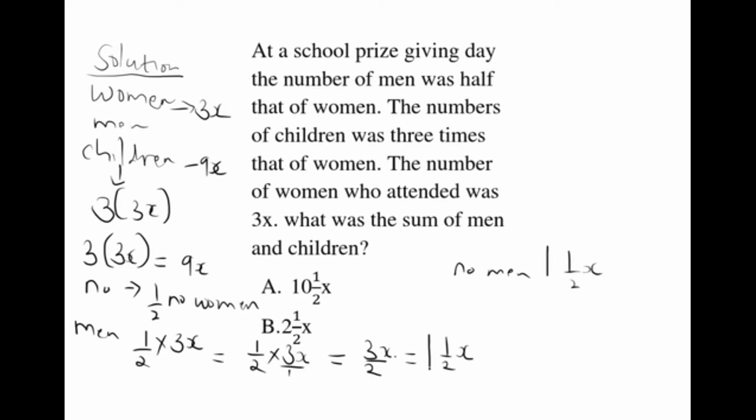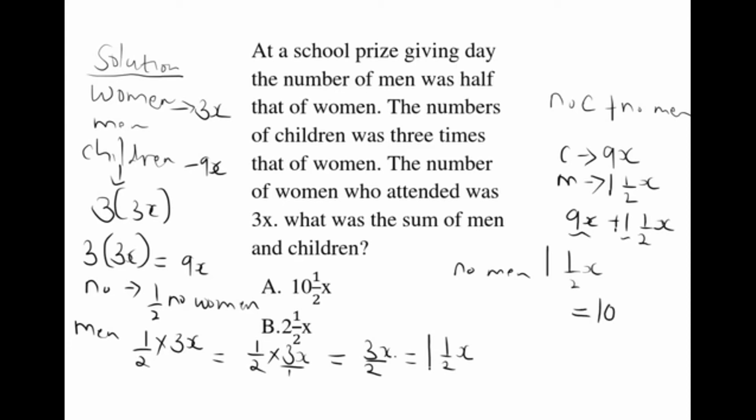In our question, we are asked the sum of men and children. For us to get the sum of men and children, we are going to take the number of children, we add the number of men. The number of children is 9x. The number of men is 1.5x. Therefore, it will be 9x plus 1.5x. 9x plus 1 is going to give us 10.5x. Therefore, the total number of men and children was 10.5x. Our correct choice is 10.5x, which is A.